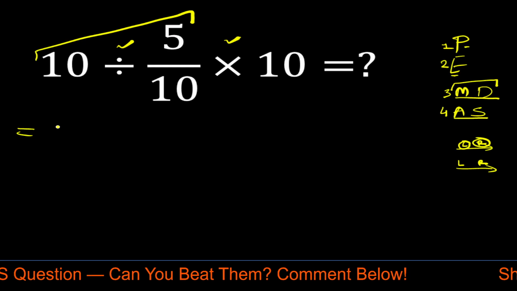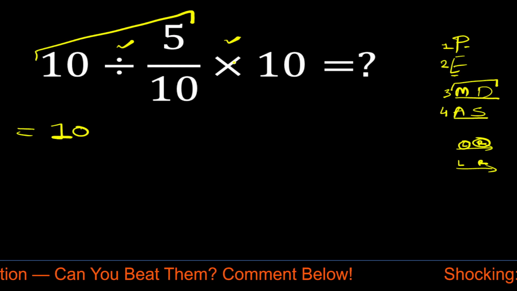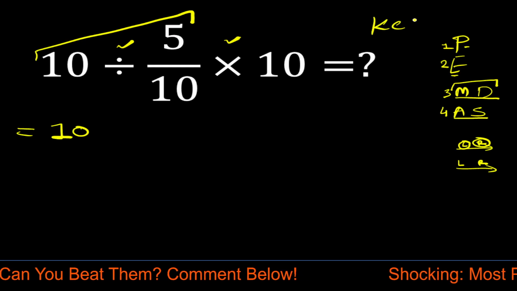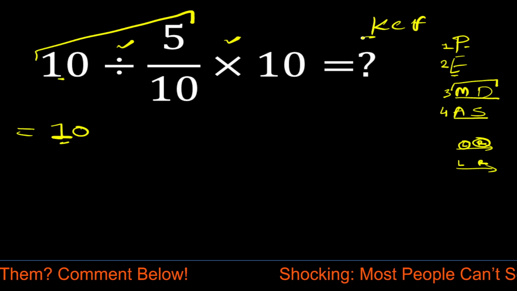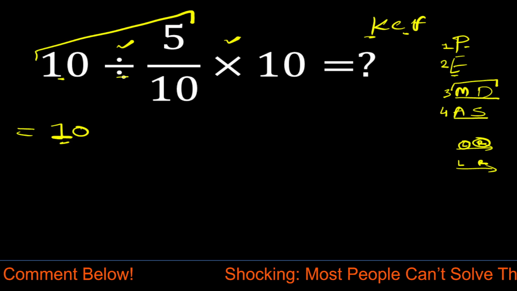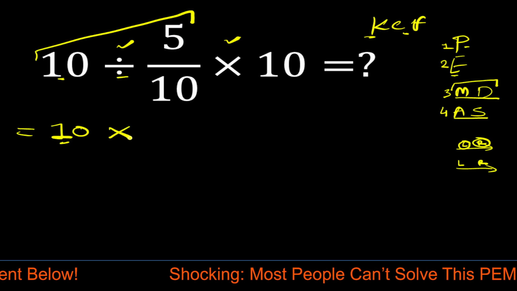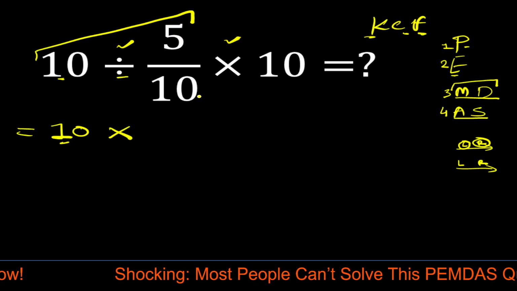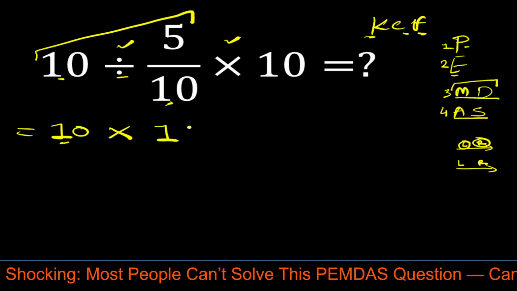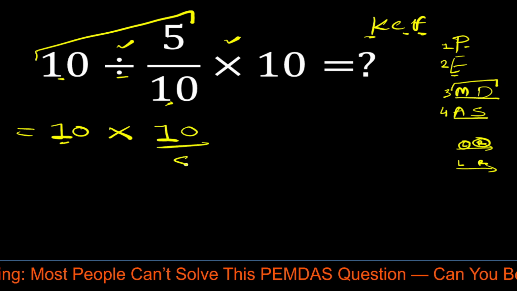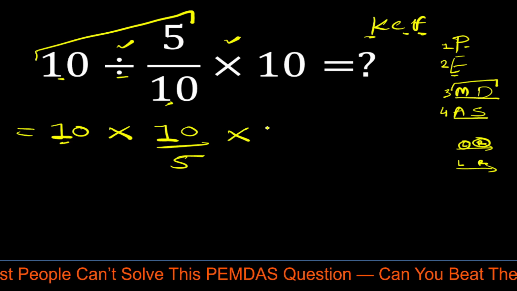So now 10. Now according to the KCF rule, K means keep this 10 as it is, same. Then C means change this sign from division to multiplication. And F means flip this fraction, 5 upon 10 is equal to 10 upon 5, right? Times 10.